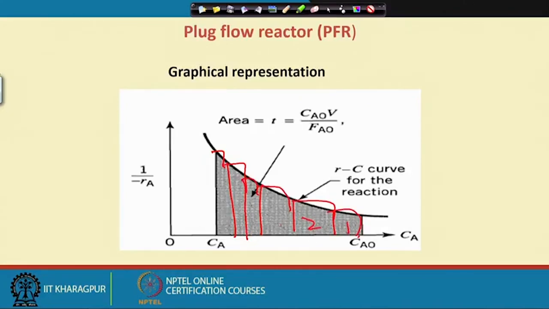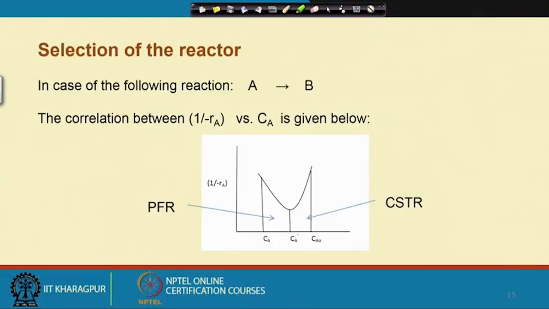So, 1, 2, 3, 4, 5, 6. If you consider multiple CSTRs in series, then you will find tau plug flow reactor is almost equal to, not exactly equal to, tau CSTR. Multiple CSTRs in series can be easily operated. Now, here I have given an example.